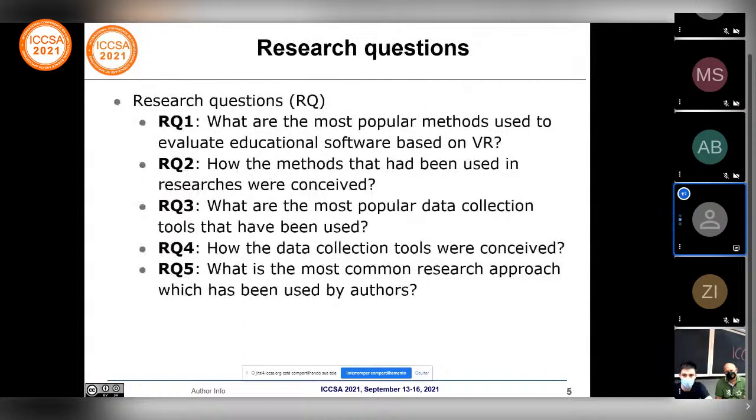Here we have the research questions. The first one: what are the most popular methods used to evaluate educational software based on virtual reality? The second: how were the methods that had been used in research conceived? Research question 3: what are the most popular data collection tools that have been used? Research question 4: how were the data collection tools conceived? And 5: what is the most common research approach which has been used by the authors?